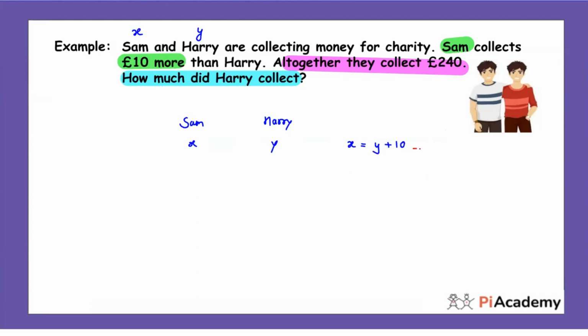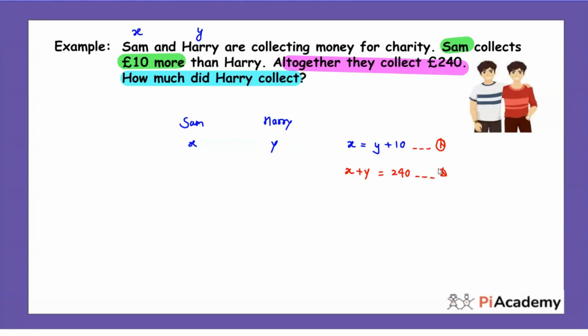After having this first equation, you must have another equation because you want to solve it, right? So let's have the second equation. Altogether, they collect 240. It means in total you have 240. So X plus Y equals 240. This is your next equation: X plus Y equals 240. So these are the two equations given to us.